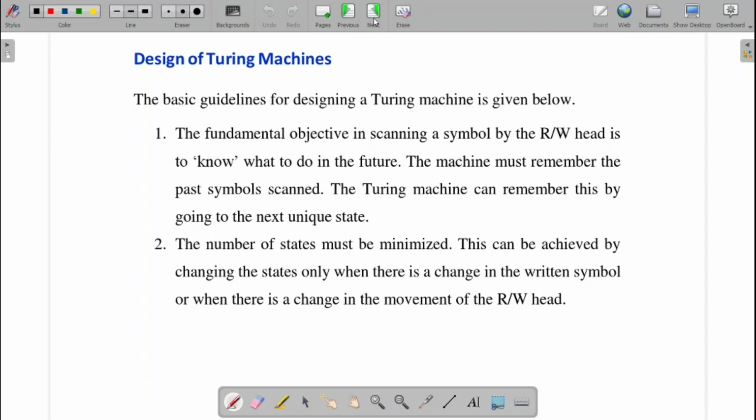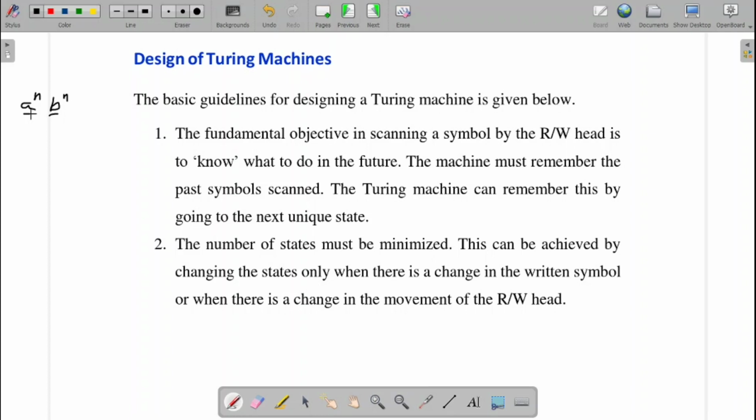The basic principle in the design of the Turing machine is that we need to remember the symbol. Let me take one simple example. Suppose I am going for the language a power n, b power n. In this case, when I get to the b's, I should remember how many a's I have seen. The next one, as far as possible, I need to design the Turing machine with the minimum number of states. These are the two design issues: one is to remember, the other is to design with the minimum number of states.